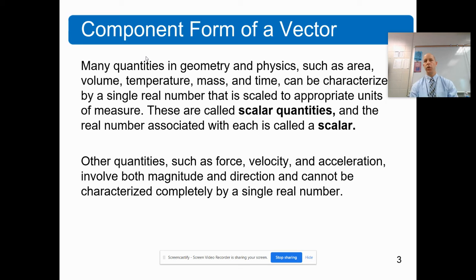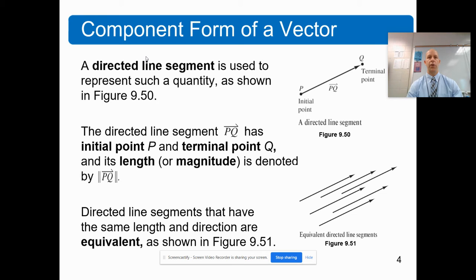Many quantities in geometry and physics, such as area, volume, and temperature, can be characterized by a single real number that is scaled to the appropriate units of measure. These are called scalar quantities, and each number associated with them is called a scalar. Other quantities, such as force, velocity, and acceleration, involve both magnitude and direction and cannot be characterized by a single number. A directed line segment is used to represent such quantities.